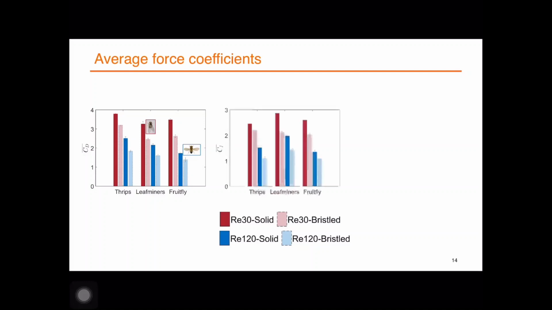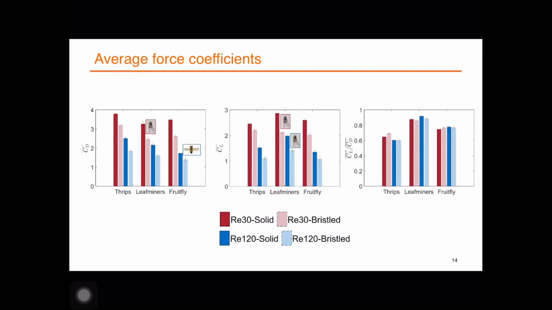Looking at average lift coefficient, Leafminer kinematics generated more lift at both the Reynolds numbers. Finally, looking at the average lift over drag ratio plot, it is evident that Leafminer kinematics offers significant benefit in increasing the aerodynamic performance of both solid and bristle wings at both the Reynolds numbers.